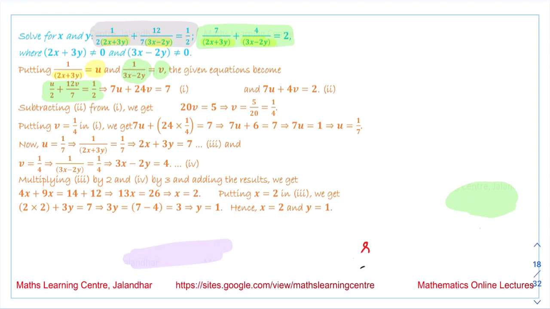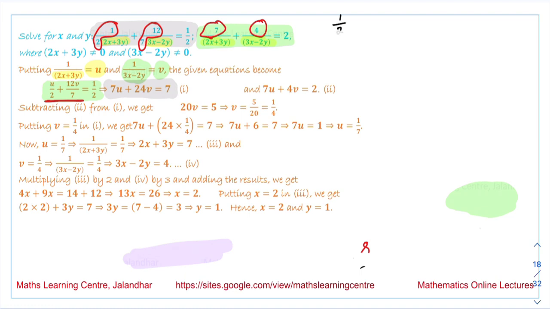Talking about this term over here, it is 1 by 2, it is 12 by 7, then it is 1 by 7 and 1 by 4 over here. So the two equations that we have now, after taking the LCM, which is 14, the first equation will come to the form 7u plus 24v is equal to 7. This thing you can verify.